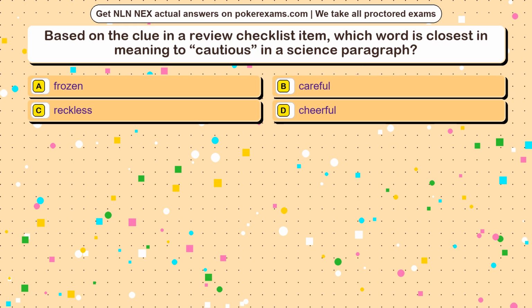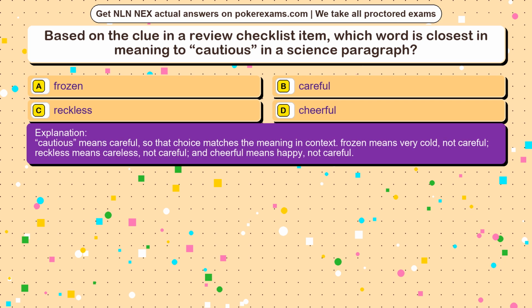The correct answer is option B. Cautious means careful, so that choice matches the meaning in context. Frozen means very cold, not careful. Reckless means careless, not careful. And cheerful means happy, not careful.